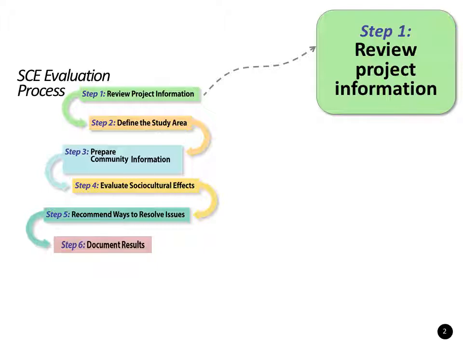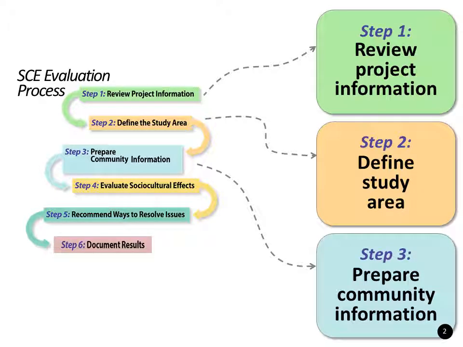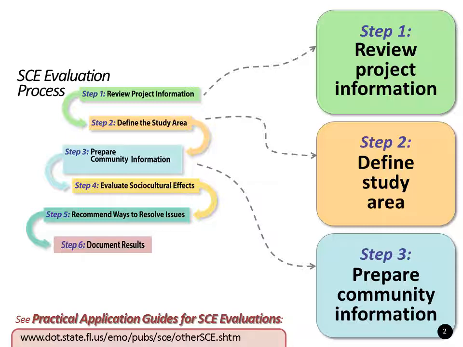Step 1 is to review the project information. Step 2 is to define the study area encompassing areas with potential for project effects. And Step 3 is to prepare community information that describes demographics and community resources in potentially affected areas. All 6 steps of the sociocultural effects evaluation process are discussed in the department's practical application guides for SCE evaluations. These guides are companion resources to this video series.